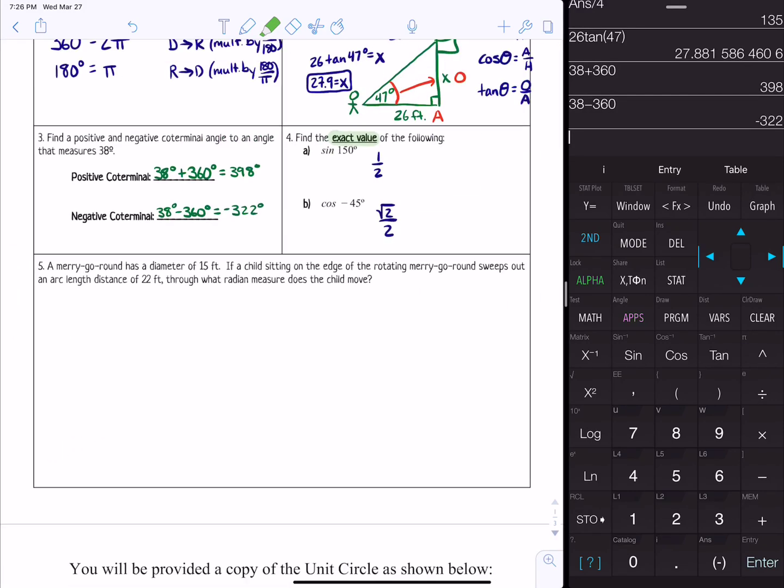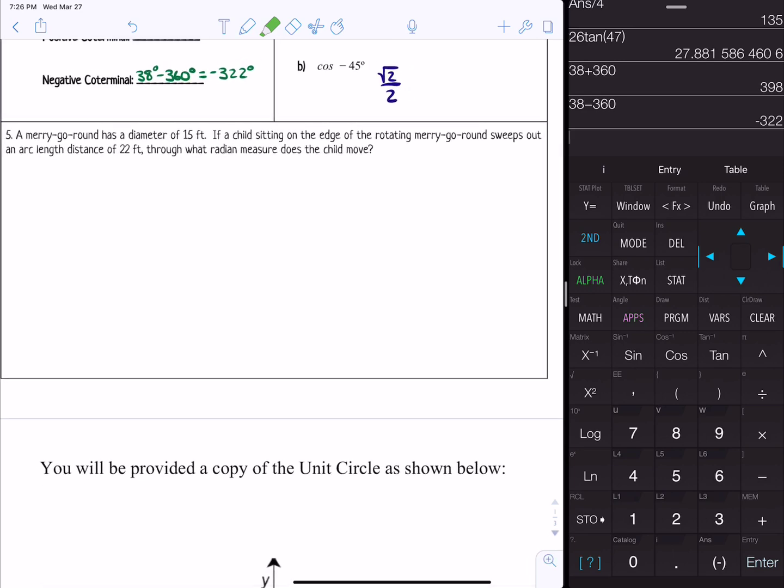The last question on your quiz is talking about arc length. A merry-go-round has a diameter of 15 feet. So let's draw a circle to represent our merry-go-round with a diameter of 15 feet. Diameter means all the way across the circle. If a child sitting on the edge of the rotating merry-go-round sweeps out an arc length distance of 22 feet, then through what radian measure does the child move? So we want to know the angle.